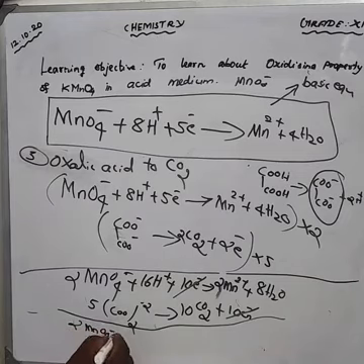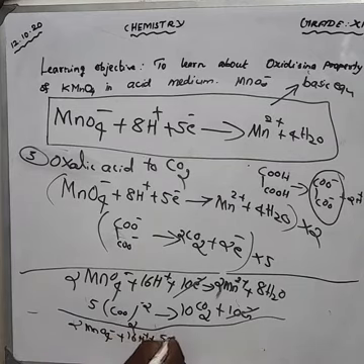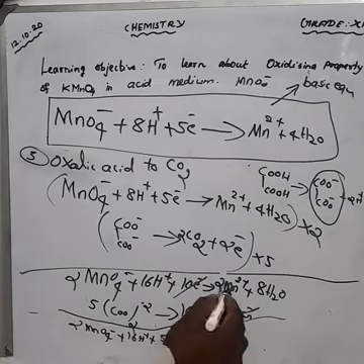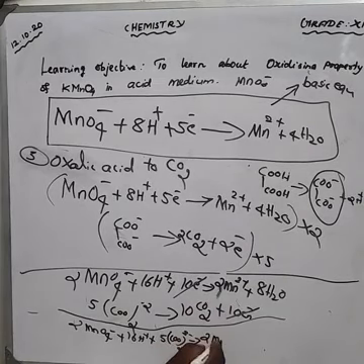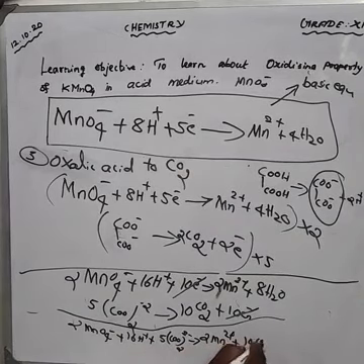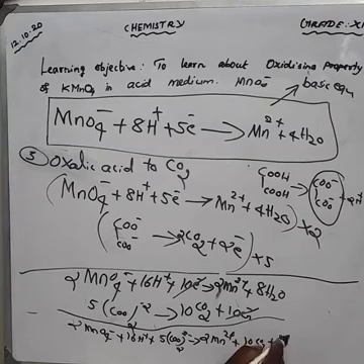2MnO4⁻ + 16H⁺ + 5C2O4²⁻ gives 2Mn²⁺ + 10CO2 + 8H2O.